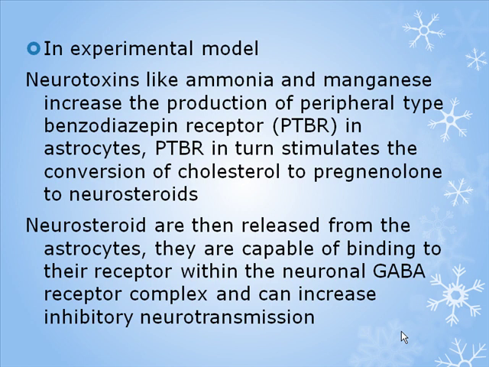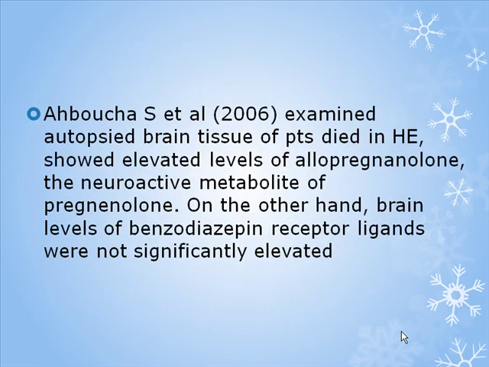Some worked on an experimental model and found that neurotoxins like ammonia and manganese increase the production of the peripheral type benzodiazepine receptor in astrocytes, which in turn stimulates the conversion of cholesterol to pregnenolone to neurosteroids. These neurosteroids are then released from the astrocytes. They are capable of binding to the receptor within the GABA receptor complex and they can increase inhibitory neurotransmission.